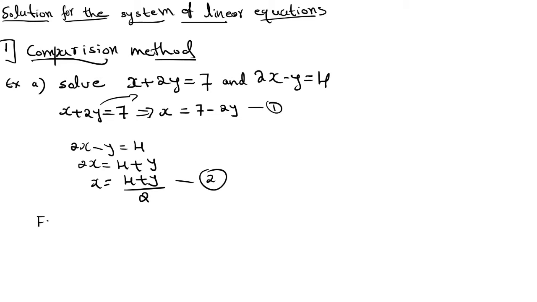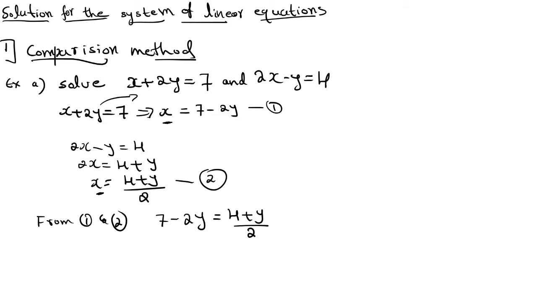Okay, from 1 and 2. What is the LHS of equation 1? X. What is the LHS of equation 2? X. X is always equal, right? So from equation 1 and 2 you can write 7 minus 2y equal to 4 plus y divided by 2. Okay, now you need to solve this one.